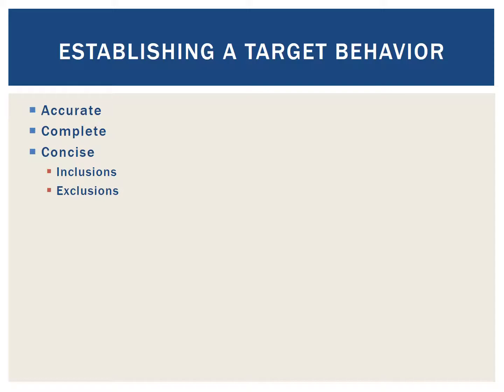When you establish target behaviors, you want to look at accuracy, completeness, and conciseness for each of the categories. So does the definition accurately define the behavior that's relevant? Is a definition complete enough? Does it encompass the range of examples that an observer might encounter? So that's where we get with the inclusiveness.